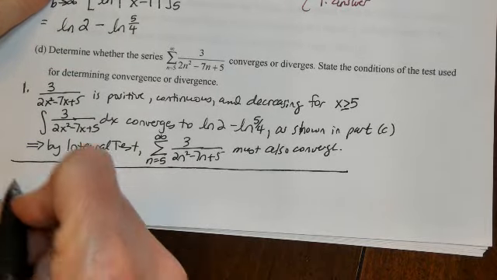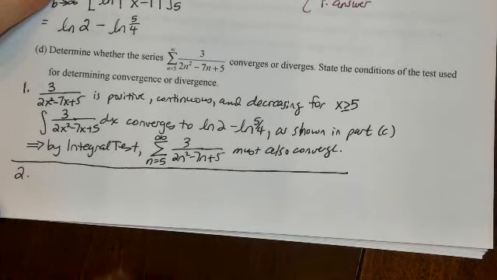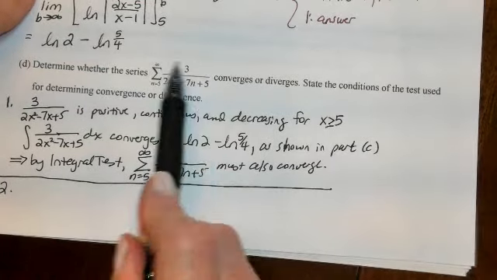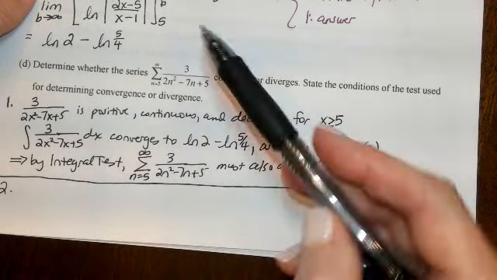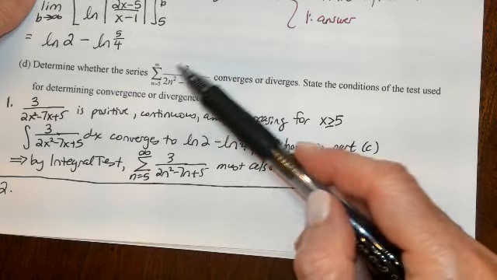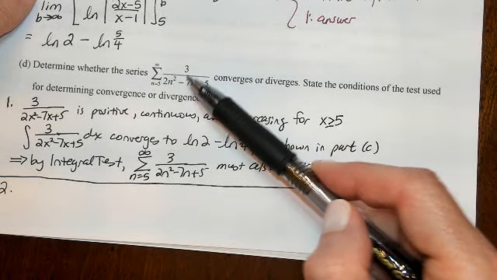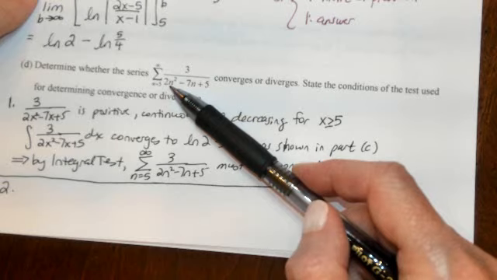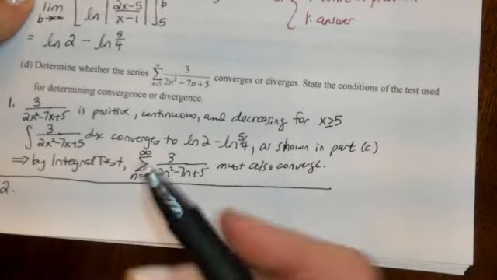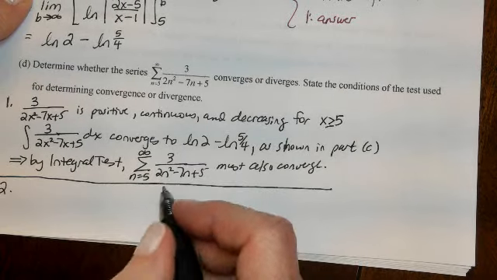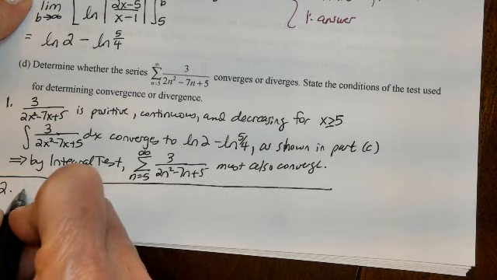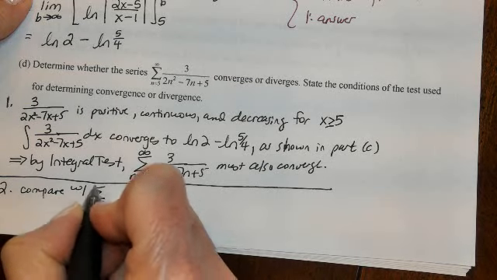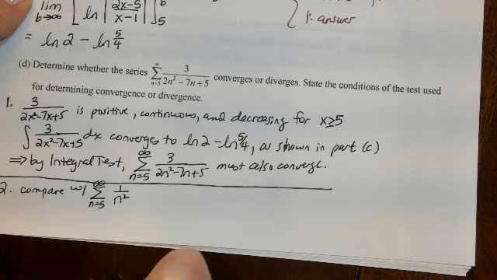The other way that we could have done this, if we had not just found the integral in part C, if they just asked me if this converged or diverged, I would see a limit comparison test, because this series behaves like 1 over n squared. And I know 1 over n squared is a converging p-series. So we could definitely do this as a limit comparison test. So I would say compare with the series 1 over n squared.